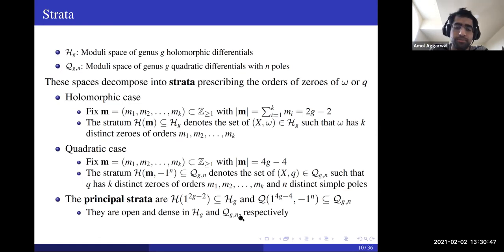The reason I'm looking at these in particular is that they're a little bit simpler, and also they are the biggest ones: they're open and dense in the full moduli space. In particular, if I take the full H(g) and remove this principal stratum, or the full Q(g, n) and remove this principal stratum, then the result will be of positive codimension, so a strictly smaller space. In any sensible terms, these constitute the bulk of the moduli space, so to speak.